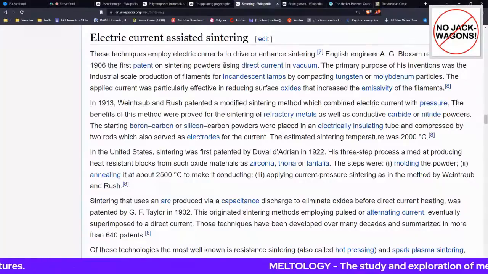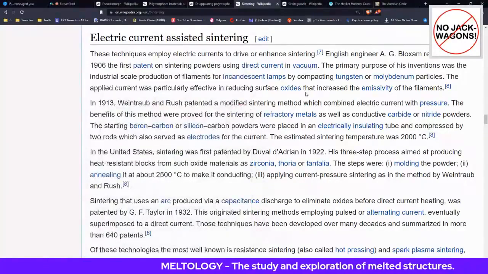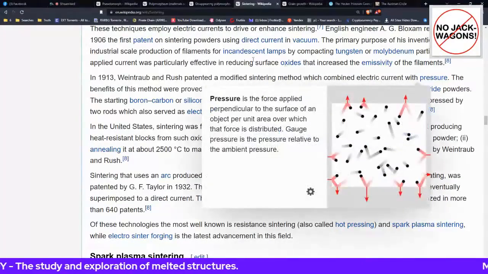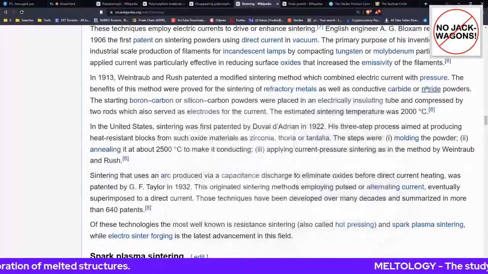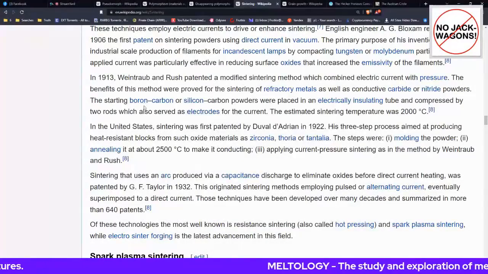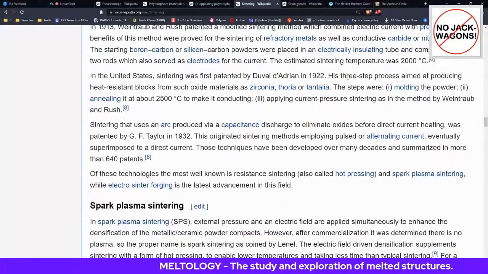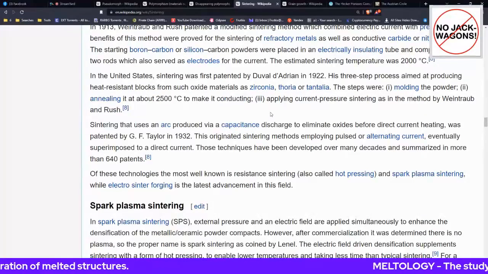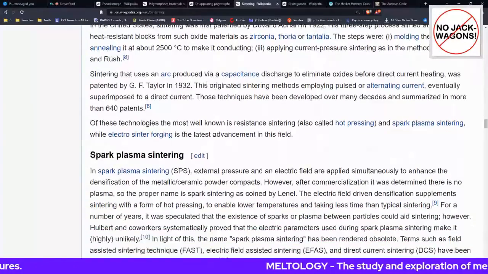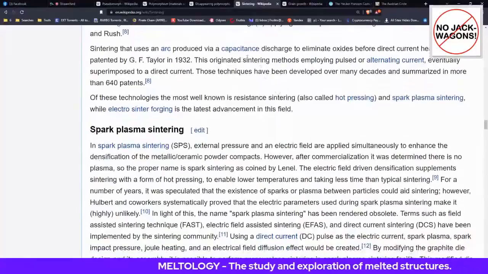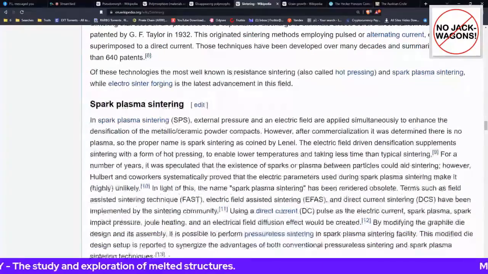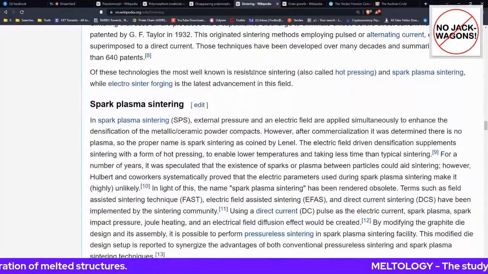Yeah. So this guy used direct current in a vacuum, and this guy has electricity with pressure to make some other type of thing. And this guy tried another big heat with the conductivity passing through it. They tried a lot of things. This one with the other capacitors, with alternating currents, tried different things, and it always resulted in the same thing.